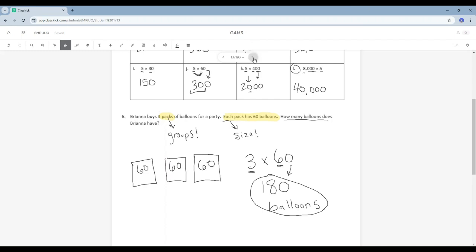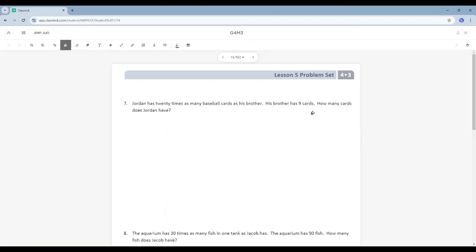Got 2 more problems here on this next slide. Number 7 says, Jordan has 20 times as many baseball cards as his brother. So we're going back to some old skills that we've looked at before. So for every one baseball card his brother has, Jordan has 20. His brother has 9 cards. So we want to know how many cards Jordan has.